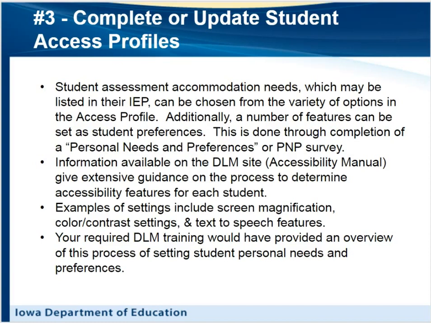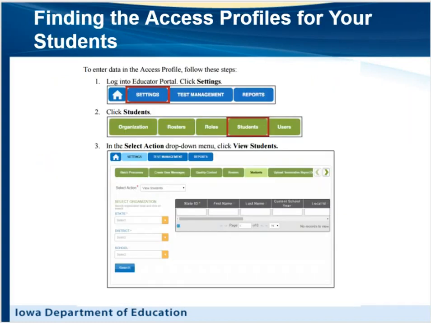So this is referred to as a personal needs and preferences survey, and you can turn on various features, whether those could be things like read aloud, those could be things like magnification, color contrast, text-to-speech features. So you have options for your students based on their individual needs and their disabilities. So again, your DLM training will have talked about this, but this is one step that you'll need to accomplish, is make sure that the right things for your student are indicated in that access profile and that personal needs and preferences survey.